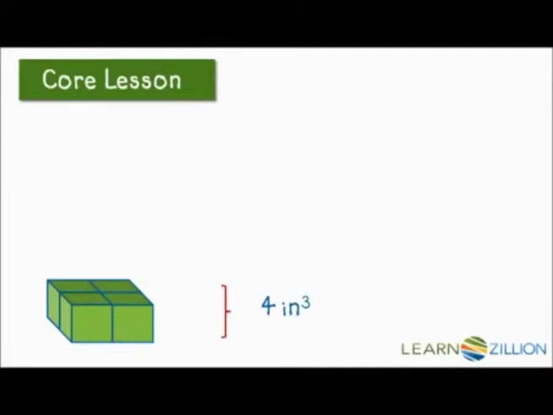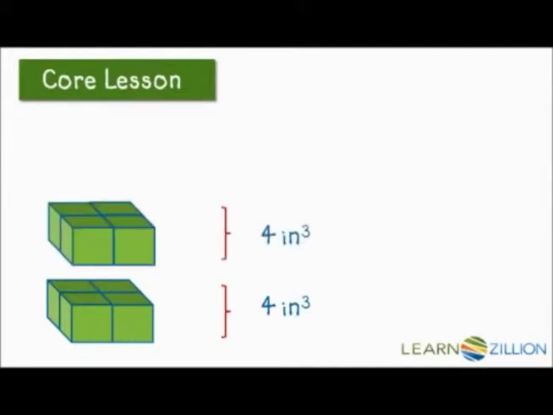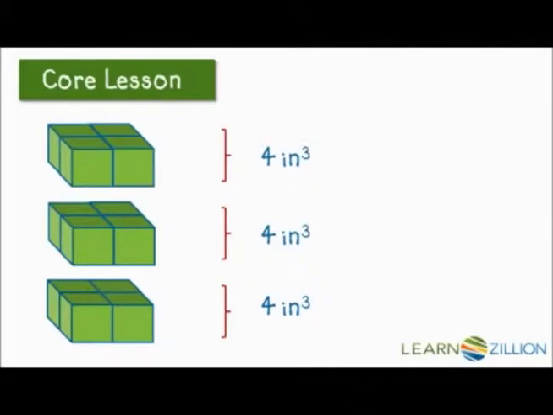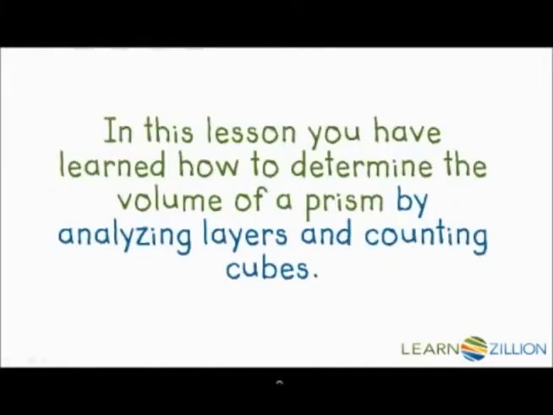4 cubic inches on the bottom, 4 cubic inches in the middle, plus 4 cubic inches in that top layer means that, unsurprisingly, the volume is exactly the same. No matter which approach we choose, it is 12 cubic inches. In this lesson, you have learned how to determine the volume of a prism by analyzing layers and counting cubes.